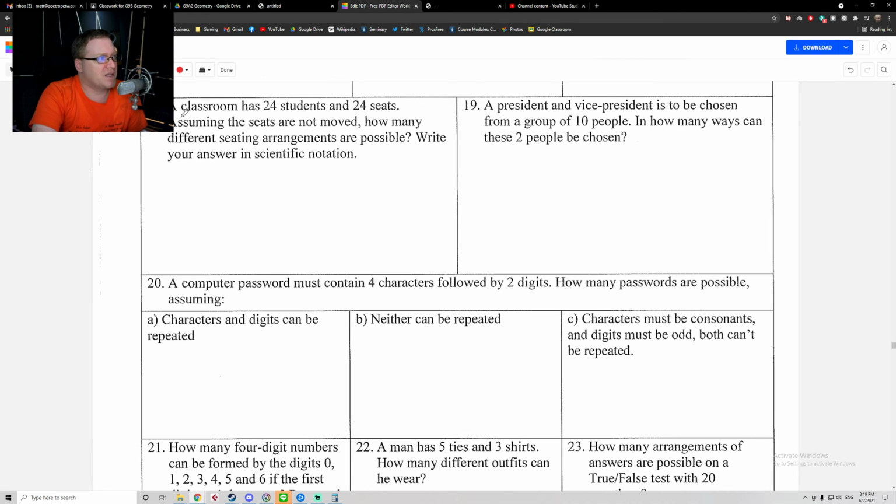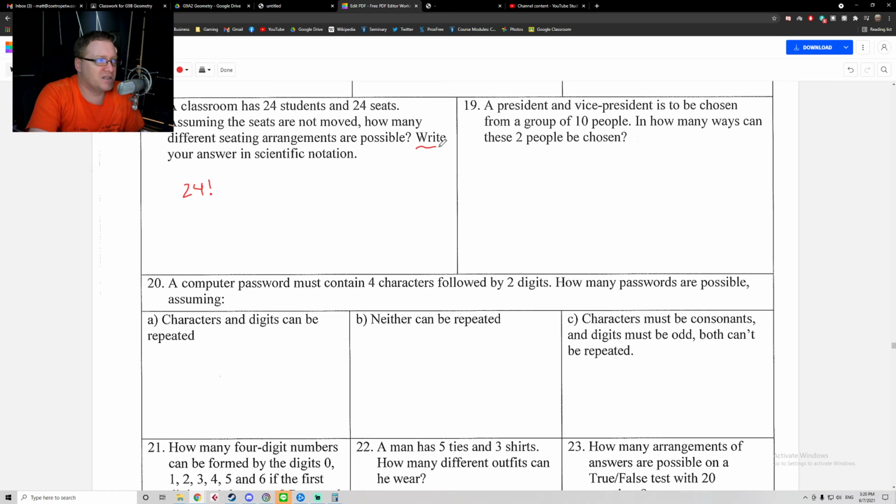Number 18, a classroom has 24 students and 24 seats. Assuming the seats are not moved, how many different seating arrangements are possible? How many different ways can we put 24 students in 24 seats? Well, the first seat can have 24. The second seat can have 23. The third can have 22, and so on. So the answer to this is just going to be 24 factorial.